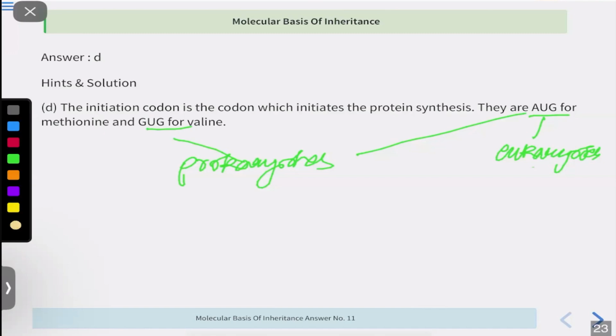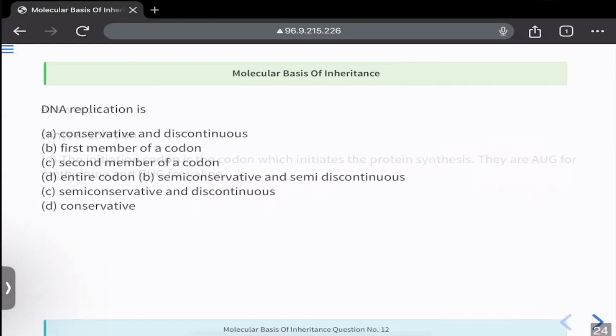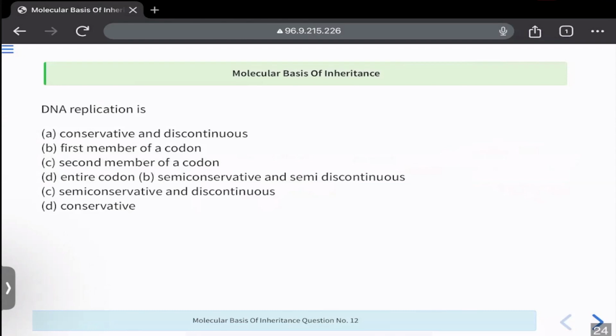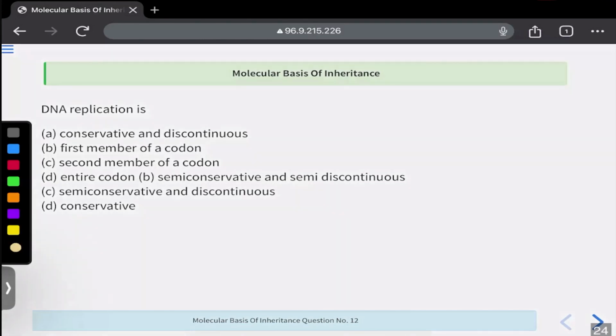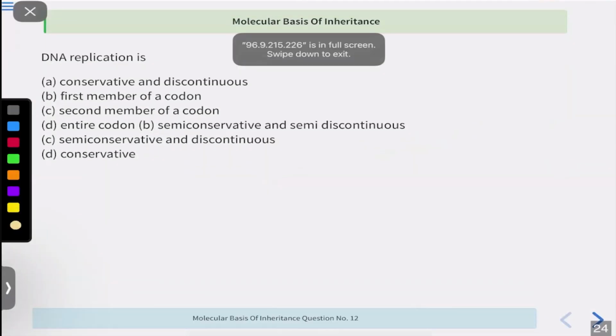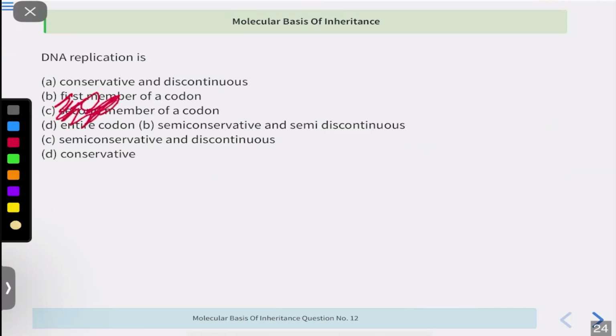Okay, next question. DNA replication is... Conservative and discontinuous. First member of a codon, second member of a codon, entire codon. Okay, these options are from some other question. Ignore these options. Option A says conservative and discontinuous. Option B says semi-conservative and semi-discontinuous. Option C says semi-conservative and discontinuous. Option D says conservative. What is this conservative, semi-conservative, continuous, discontinuous? So if this is the DNA, it has been opened up over here.